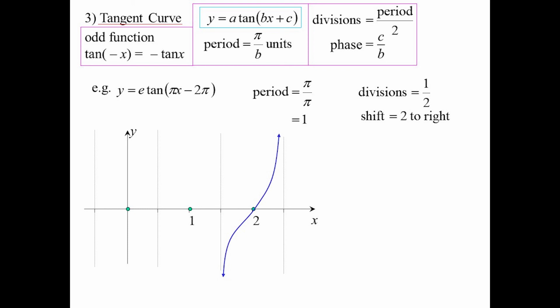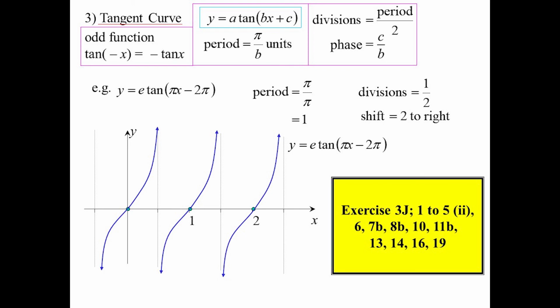Remember, you're not drawing in y equals x cubed. There's not a horizontal tangent here, it actually goes through the axis at 45 degrees. It should go through at 45. Okay. And then that repeats in each of those sections. So there's y equals e tan pi x minus 2 pi. In fact, the shift 2 to the right had zero effect on it if you look at it, because the period was 1, so it was repeating then anyway. It's exactly the same as if it had just been e tan pi x. So 3j is just drawing up different trig graphs.